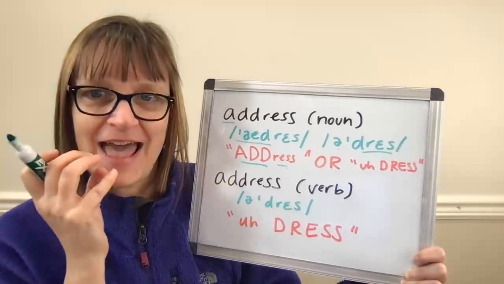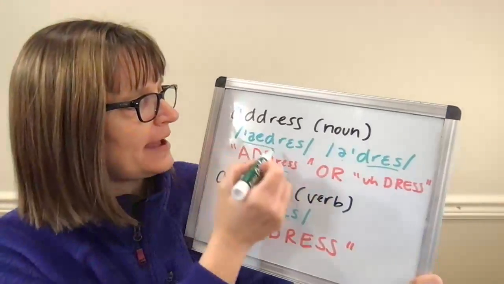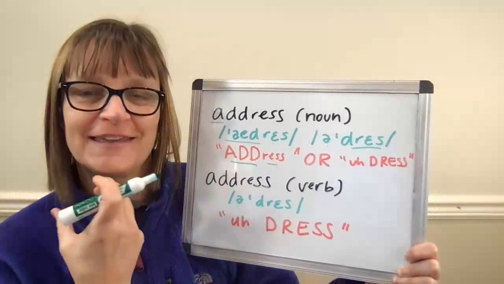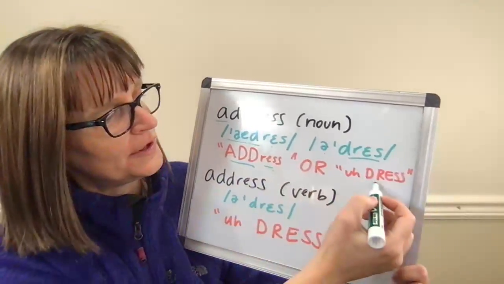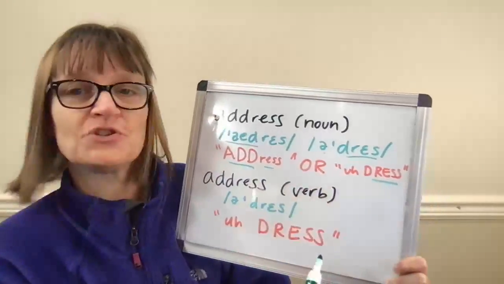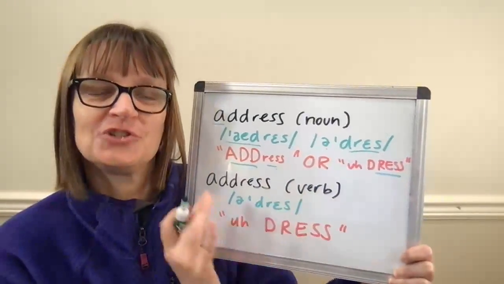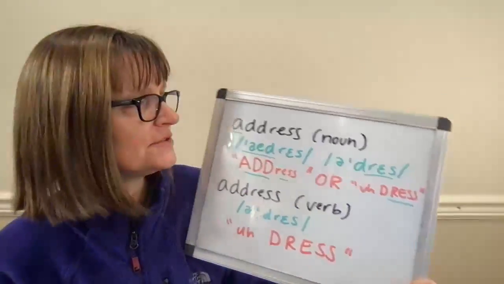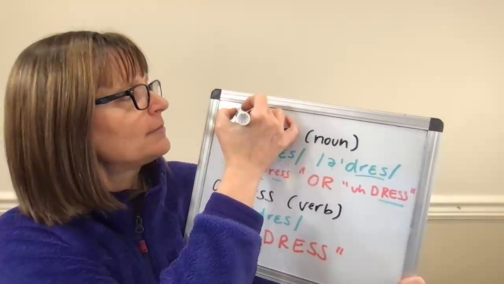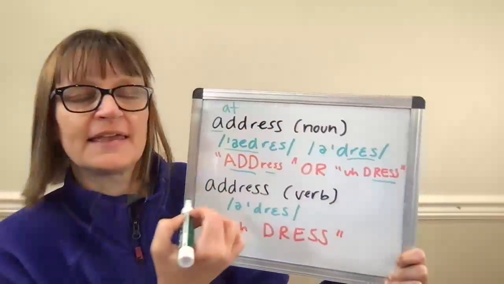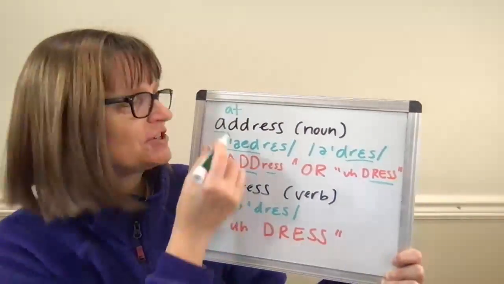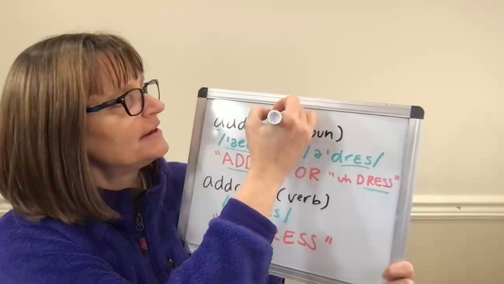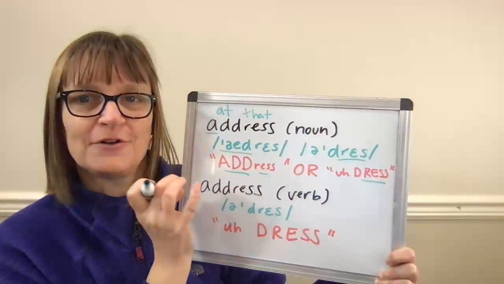So address, the second syllable has the vowel like in red or like in the word dress. So the vowels don't change in this word. It's just how long you hold them that changes depending on which pronunciation you're using. I like remembering something like the word at to be able to match. I'm at the address or that address. That may help you get that vowel correct.